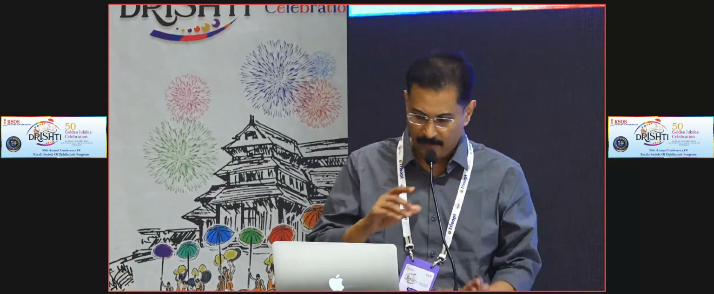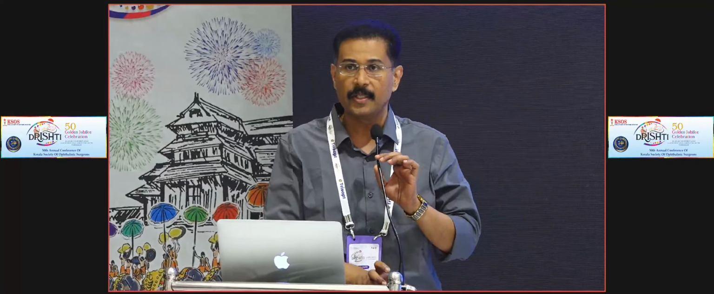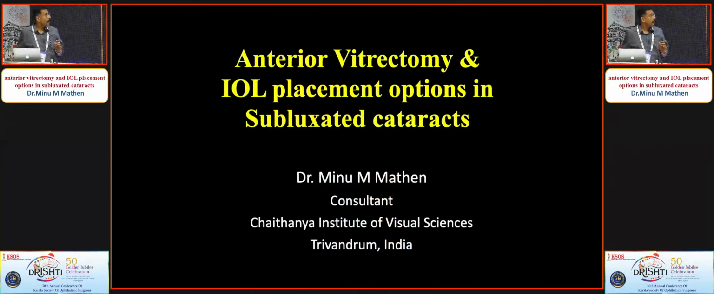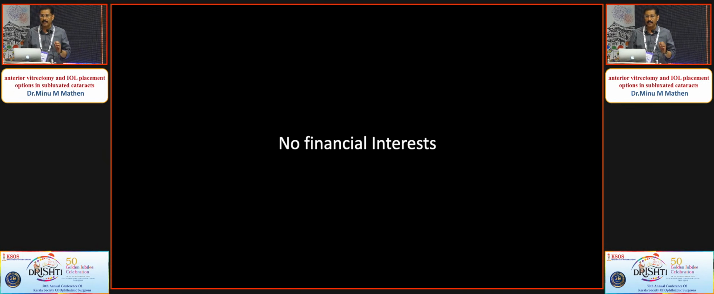So after seeing all this, we move on to anterior vitrectomy and IOL placement options in these kind of cataracts. We have seen quite a few, so I'll skip through some of my talk. In subluxated cataracts, some cataracts will have vitreous in the AC to begin with. Some we will get vitreous inside when you start doing phaco or when you are through the phaco. So whenever there is vitreous in the AC, complete a vitrectomy and then proceed with phaco. That is the golden rule.